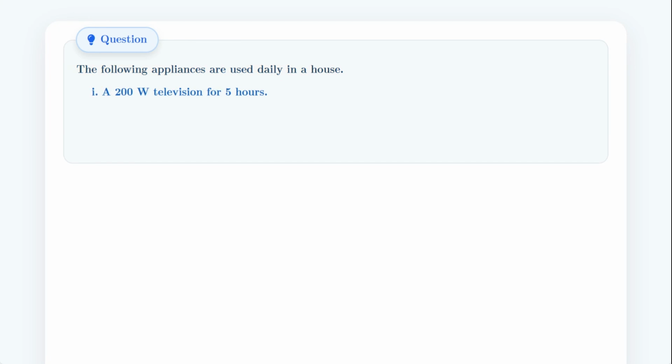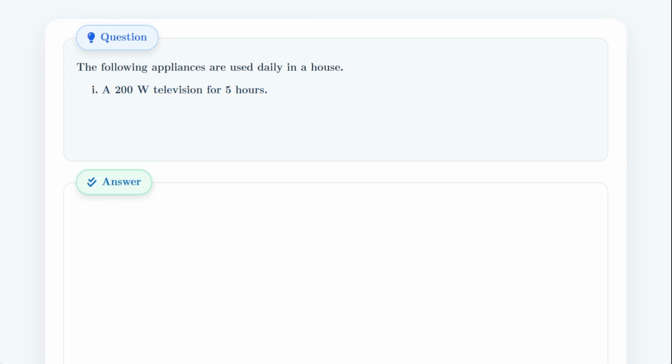Hello everyone. Welcome back. Today, we have a very practical and interesting physics problem. We are going to calculate an actual monthly electricity bill for a house. Let's look at the appliances this house uses on a daily basis. First, they use a 200-watt television, and it runs for 5 hours every single day.